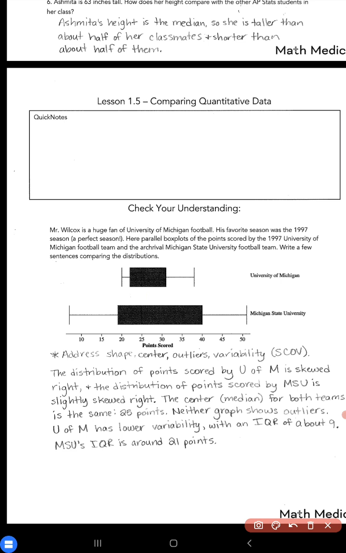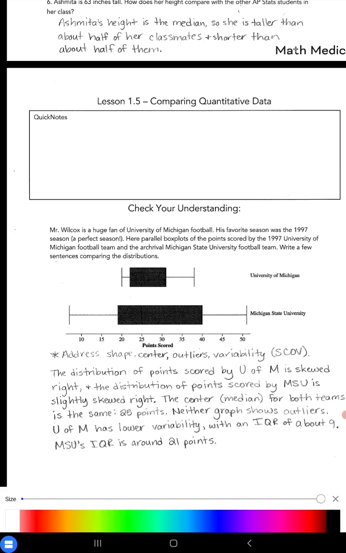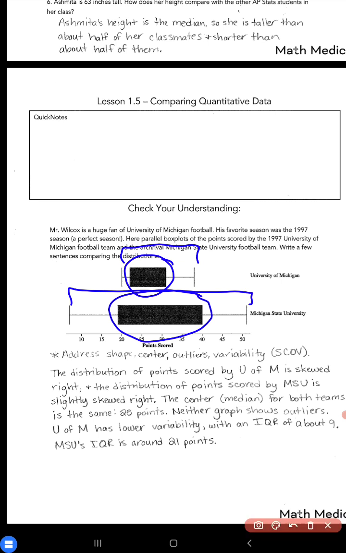However, the University of Michigan shows lower variability, meaning it's not as spread out. And I can tell that for two reasons. If I look at this box, my IQR is lower. Okay? And also, so let me circle this other box. You can tell the IQR is lower. And also, if I looked at the range, the difference between the min and the max for University of Michigan is much smaller than it is for Michigan State.